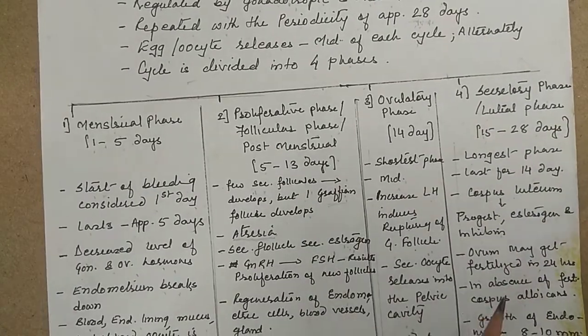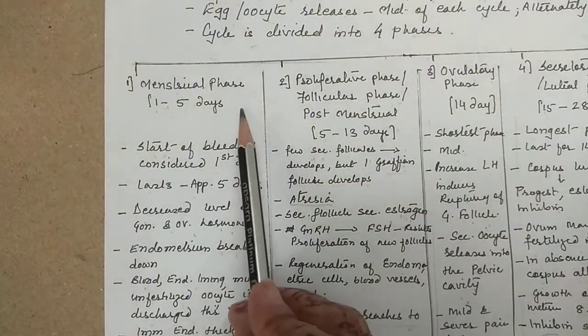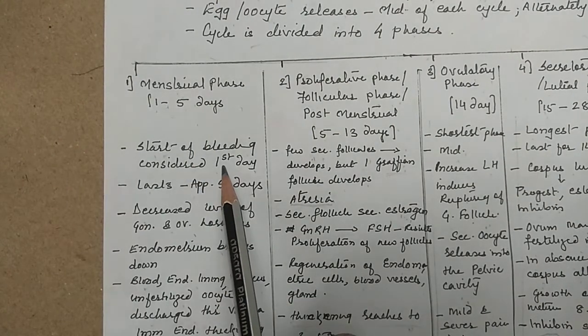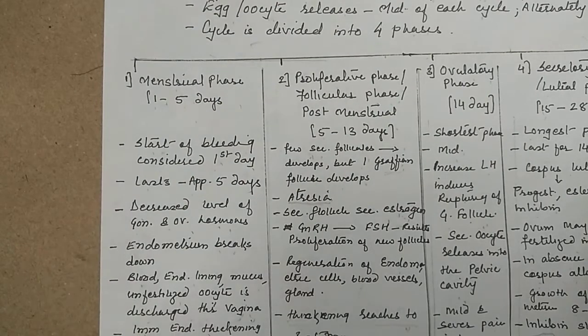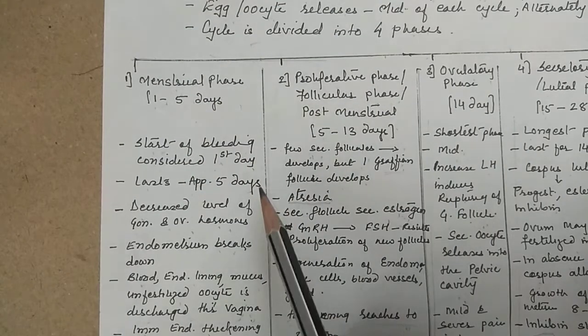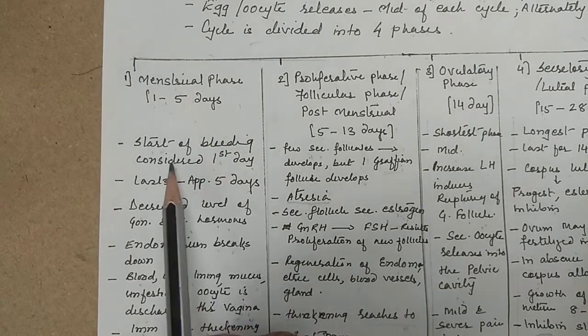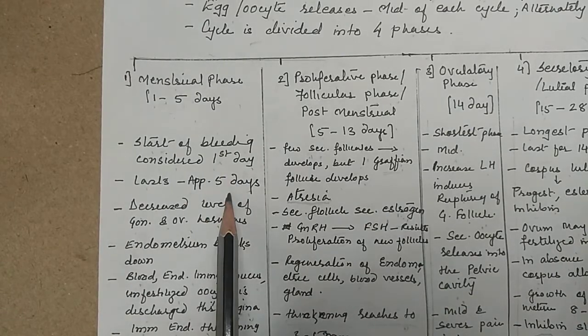Here the terms tell you what each is. Now, what is the menstrual phase? This is the first phase. It starts with the bleeding in the female. The day when the bleeding starts is considered the first day, and it lasts for 5 days.